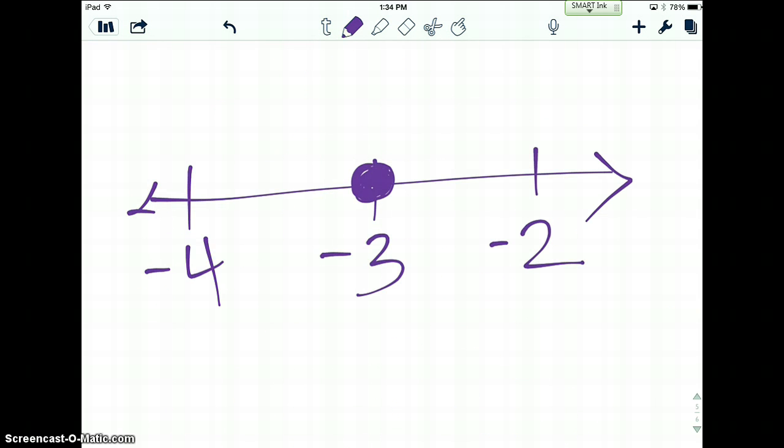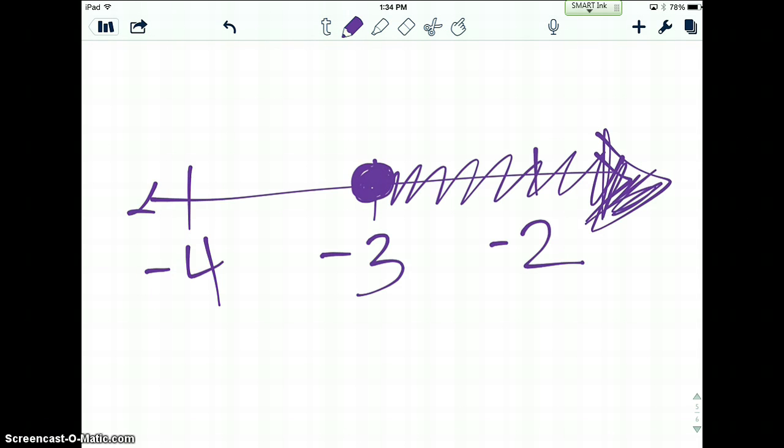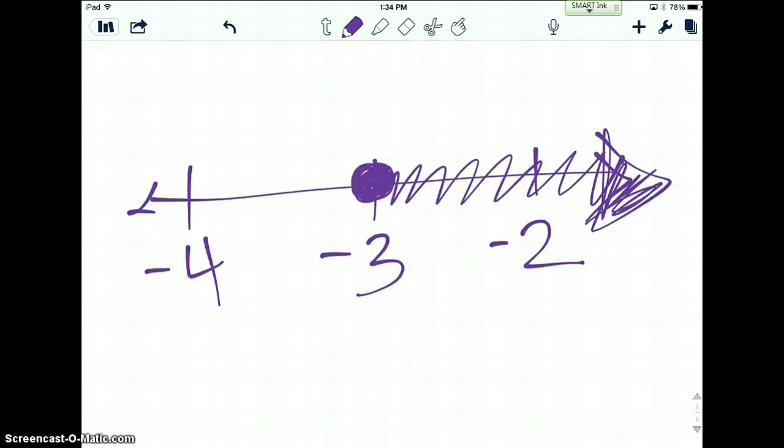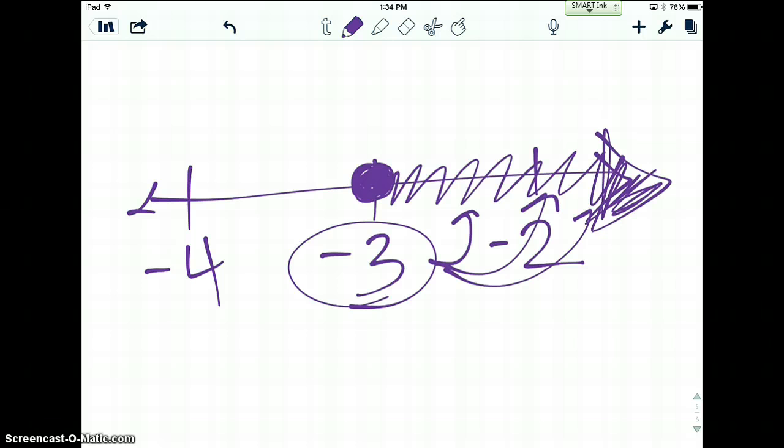My solutions are supposed to be greater than. So what solutions are greater than -3? Over here on the right. So I'm going to shade in over there. And if you think about the first one, -3 is less than or equal to x. -3 is less than or equal to all these other solutions.